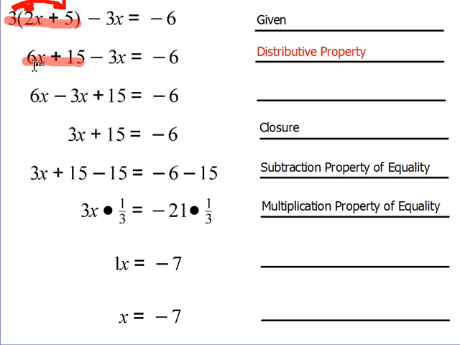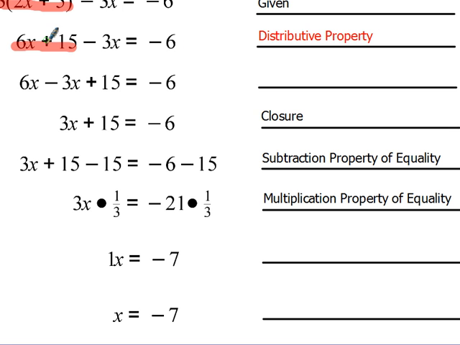Alright, so let's go to the next thing. Our next line, we have 6x plus 15 minus 3x equals negative 6, and 6x minus 3x plus 15 equals negative 6. Now the negative 6 is the same, the 6x is the same, so what changed over here is our plus 15 minus 3x and our minus 3x plus 15 switch spots.